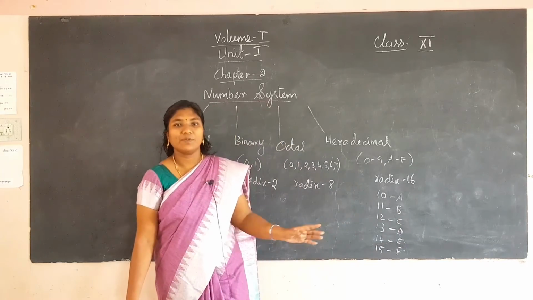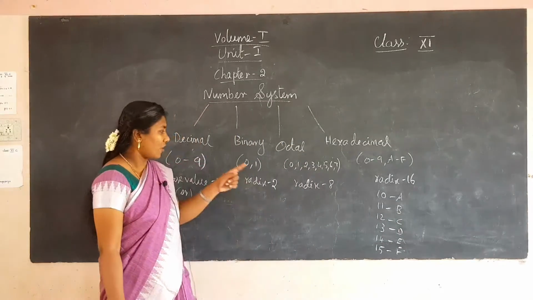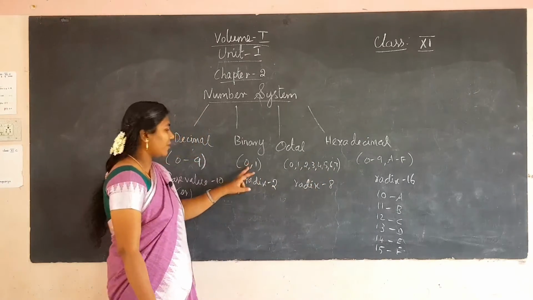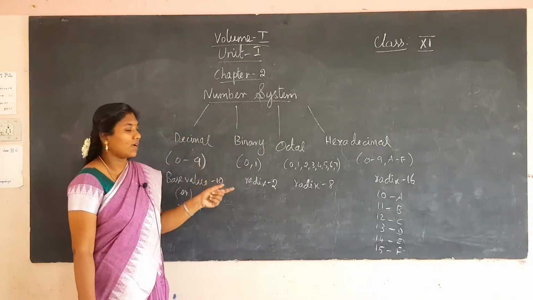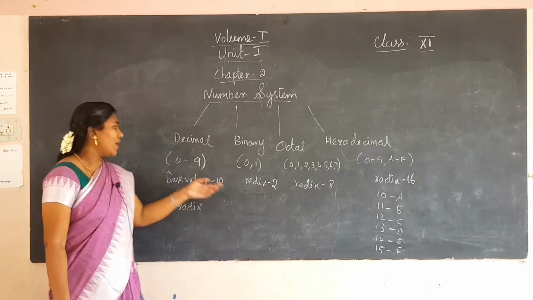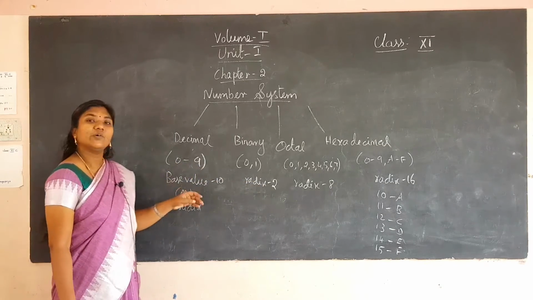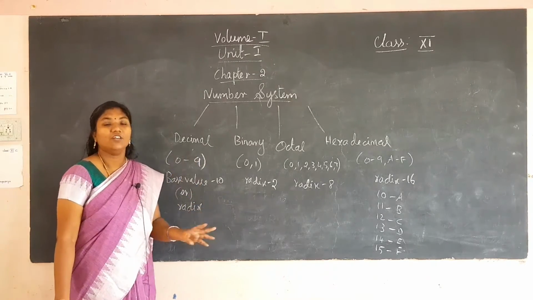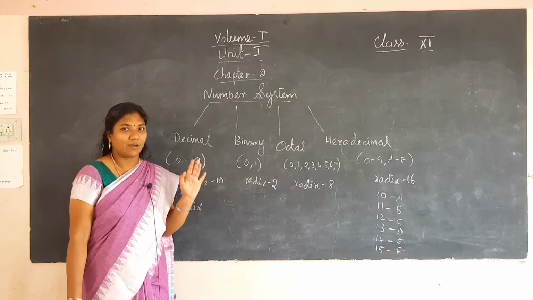So, in hexadecimal the base value is 16. For octal the digits are 0 to 7 and the base value is 8. For binary it is zeros and ones, and the base value is 2. For decimal the base value is 10 and the digits are from 0 to 9. So first you must be very clear about it.